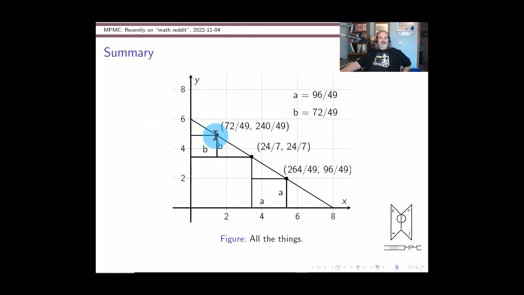I told the plotting software to put a vertex at this coordinate and this coordinate and this coordinate, and they all landed right where they were supposed to based on that line. So I have confidence that these numbers are correct.